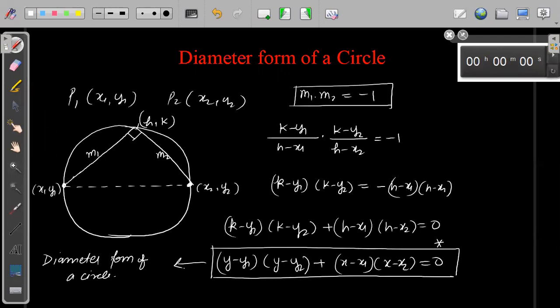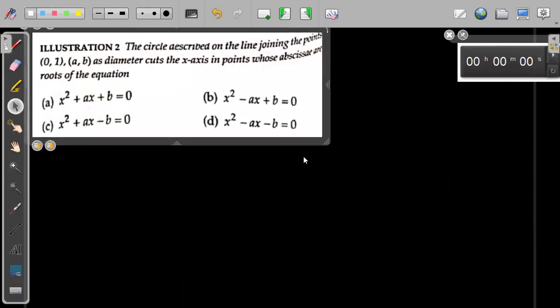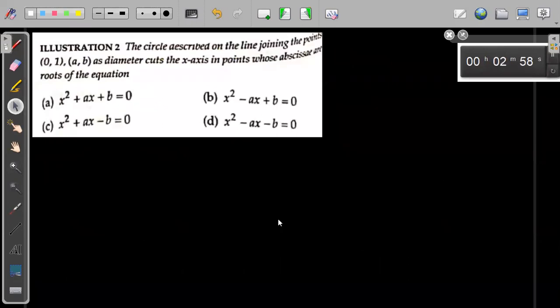Okay, fine. Everybody understood this part, right? Very good. So let's solve some questions based on this. For any circle whose diameter endpoints are given, we can find the equation of that circle. Okay, now let's see this one. Yes, solve this.